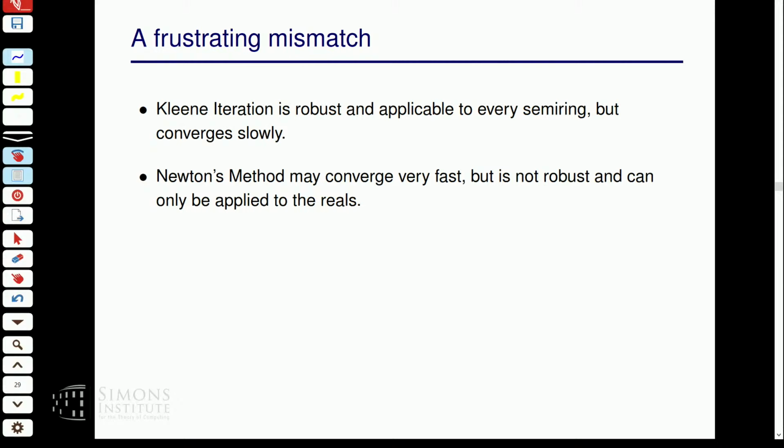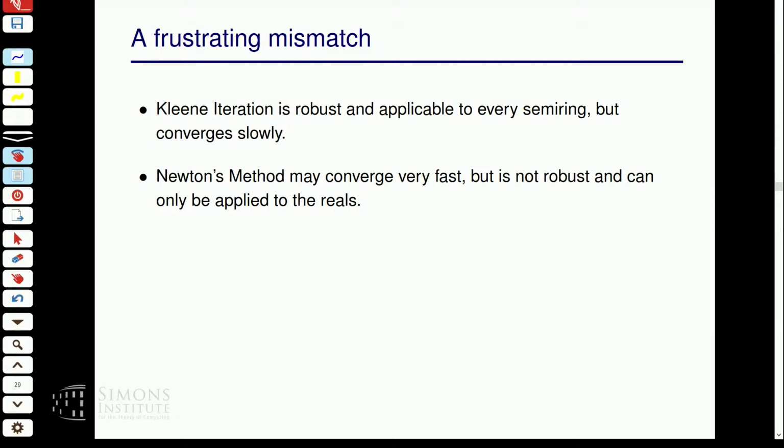what we had is this frustrating mismatch, right? Linear iteration is very robust. You can apply it to every semi-ring, but it's going to converge slowly, in particular over the reals, right? And Newton's method may converge very fast, but it's not robust. And it can only be applied to the reals. It wasn't clear how you apply it to an arbitrary semi-ring. Okay, good.